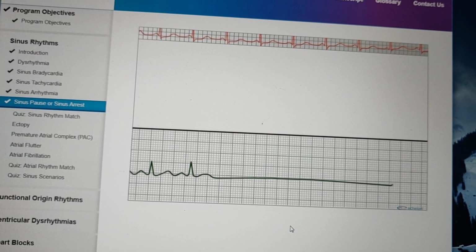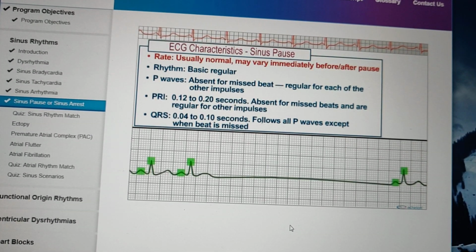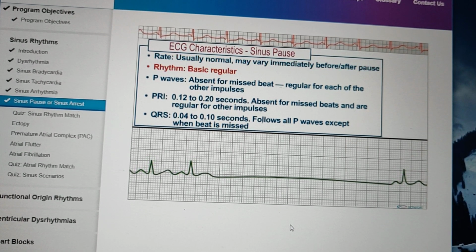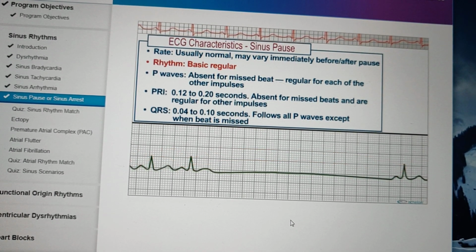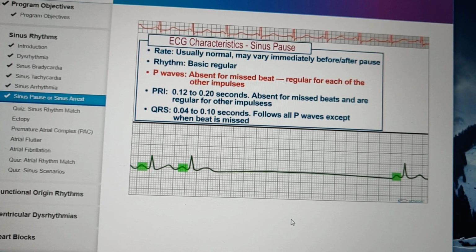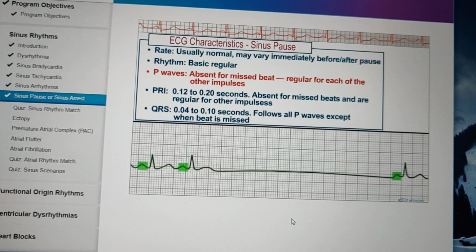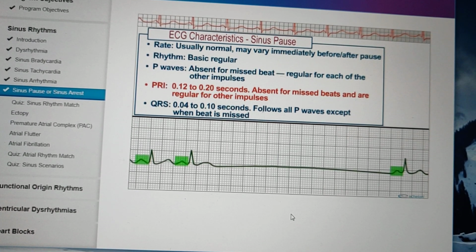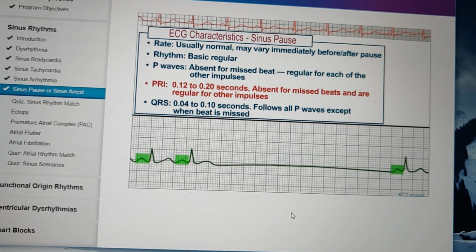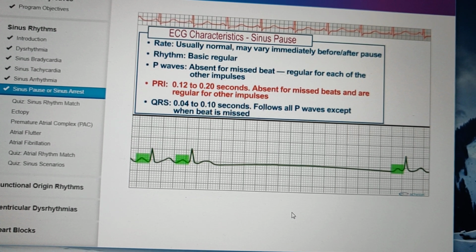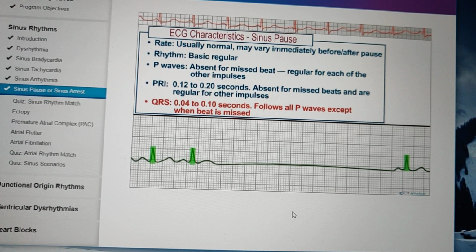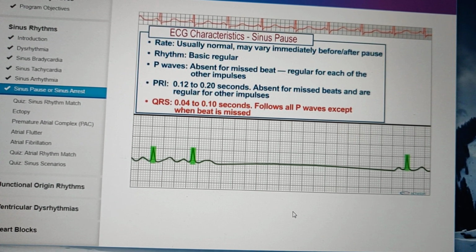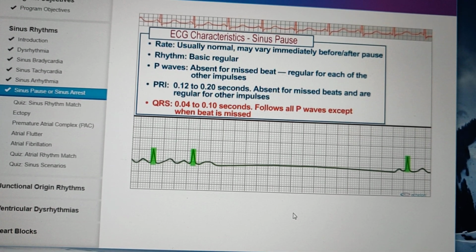Let's look at the ECG characteristics for a sinus pause. Rate: it is usually normal, but may vary immediately before and after the pause. Rhythm: the basic or underlying rhythm is regular except for the missed beat or pause. P waves: they are absent for the missed beat, but are regular for each of the other impulses. PR interval: 0.12 to 0.20 seconds. They are absent for missed beats and are regular for other impulses. QRS: 0.04 to 0.10 seconds. It follows all P waves except when the beat is missed, then the QRS will be absent.